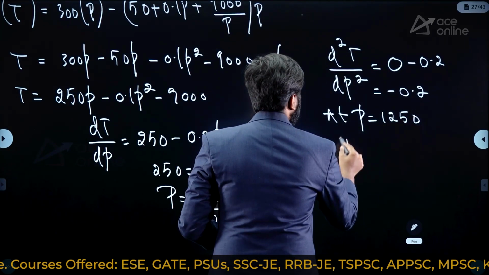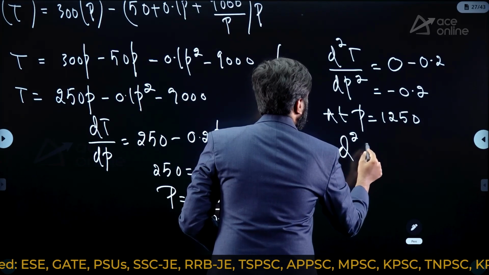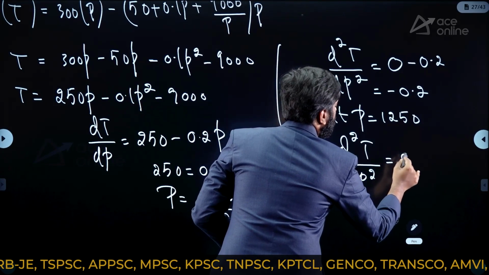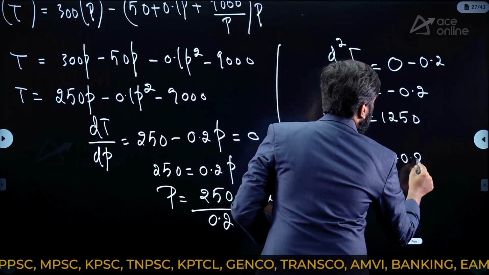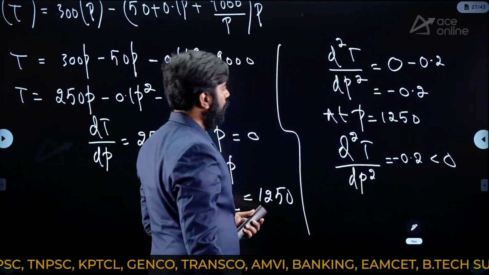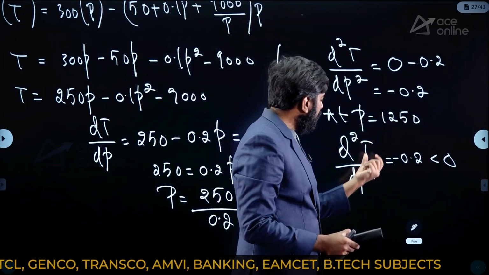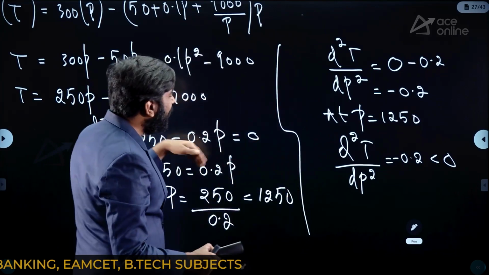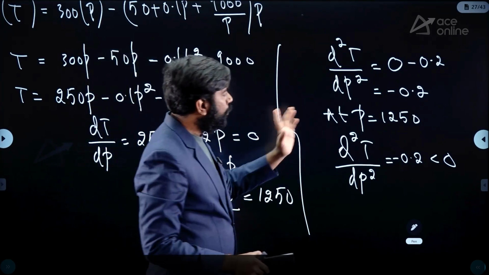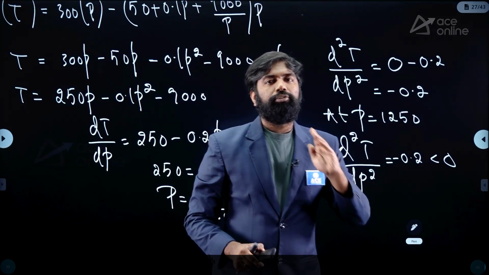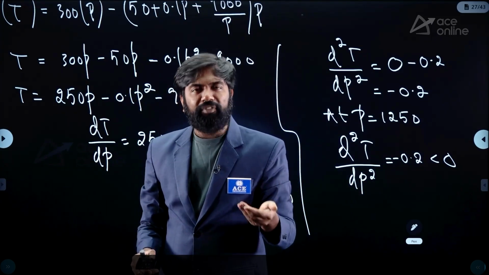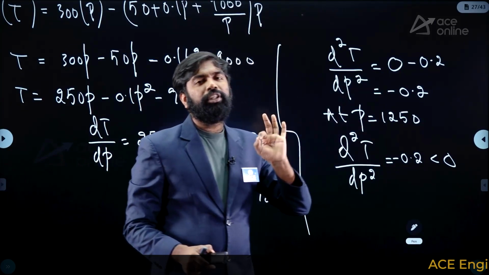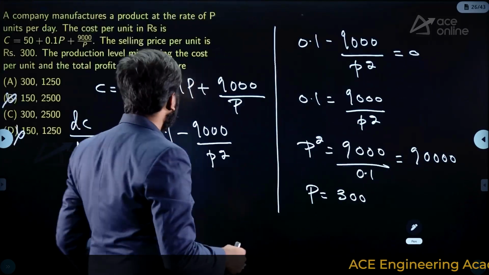So even at p equal to 1250, what is the sign of d square T by dp square? It is still minus 0.2, which is less than 0. So at this stationary point, we have the second derivative negative. That means the function T maximizes at p equal to 1250. So if you want to maximize the total profit, then you have to produce 1250 units in a day. So that's the answer.